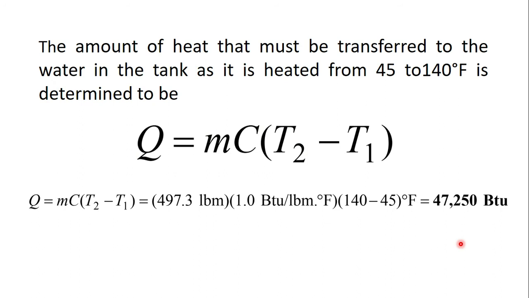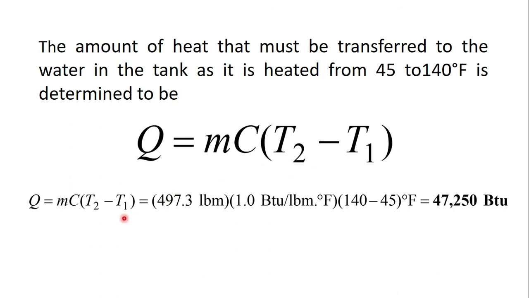The amount of heat that must be transferred to the water in the tank as it is heated from a temperature of 45 degrees Fahrenheit to 140 degrees Fahrenheit can be determined by using this formula. In this formula you have the mass of the water present inside the tank, the specific heat, and the initial and the final temperature. This is the initial temperature, 45, and this is the final temperature.